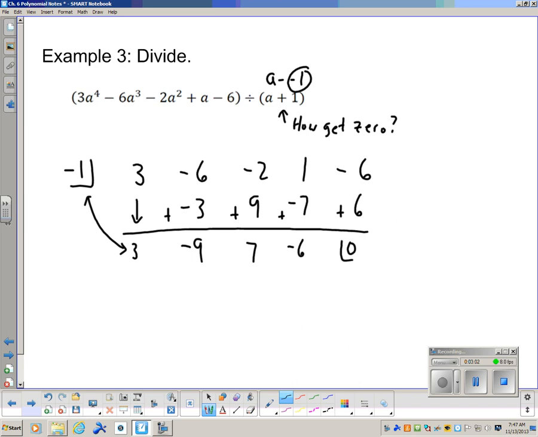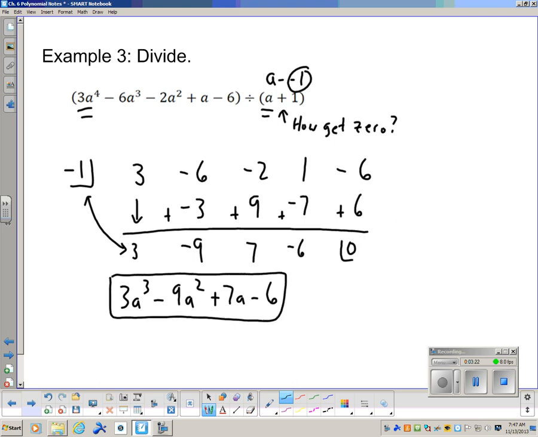How do we write our answer? Well, we got a to the fourth divided by a. We're going to drop down a power. So it becomes 3a to the third instead of a to the fourth. It's 3a to the third minus 9a squared, and drop it down a power as I go across, plus 7a minus 6. And since there's not a remainder, I'm golden. So there we have our answer for this one.